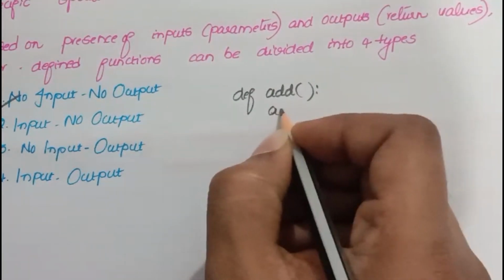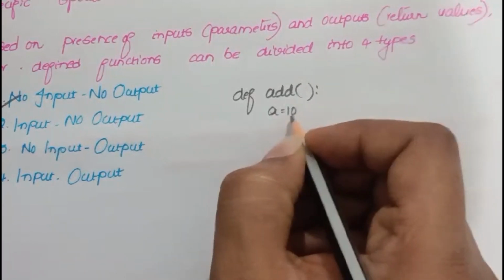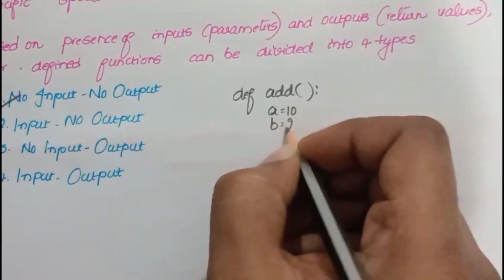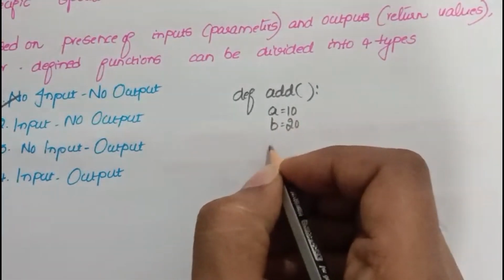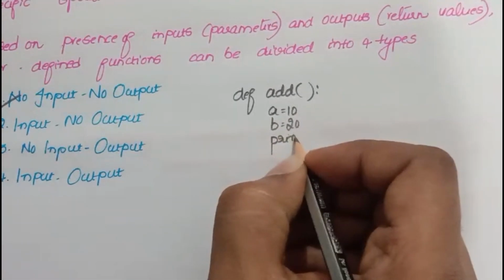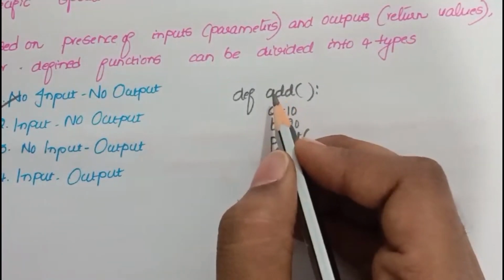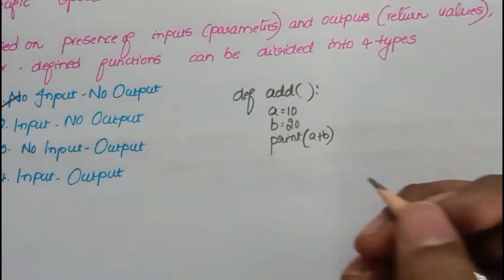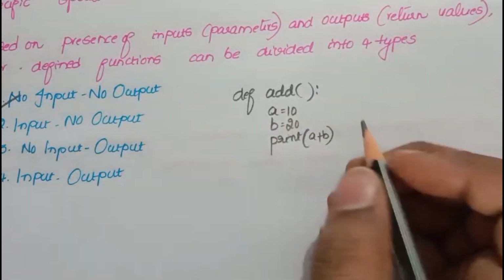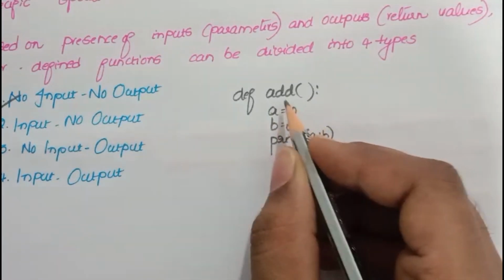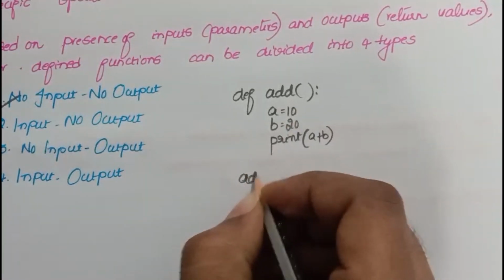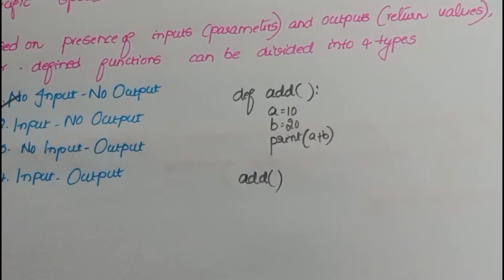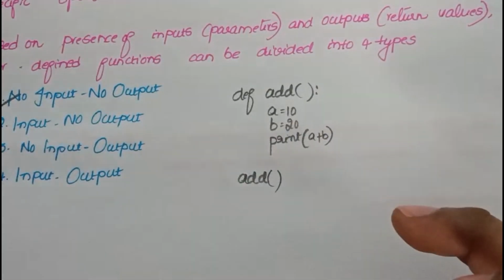Let's say we define a variable a that is storing value 10 and variable b storing value 20. Since our function is add, we print the value of a plus b. How do we call this function? We have to call it like this. So this is our small Python program.